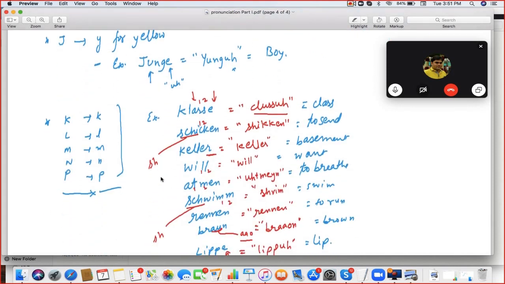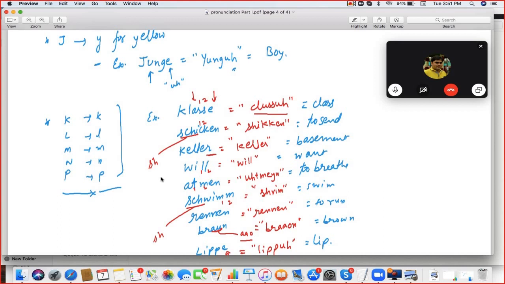Next, K, L, M, N, P. These will have the same sound. Speak the example. Klasse, cluster. Cluster, not classe. E in the end is not A, it would be a. Yeah, cluster.